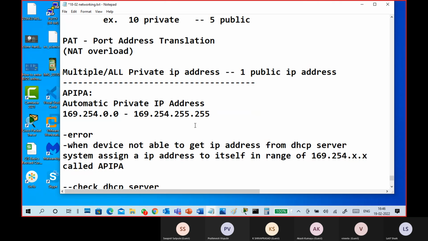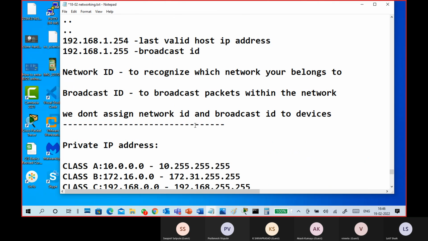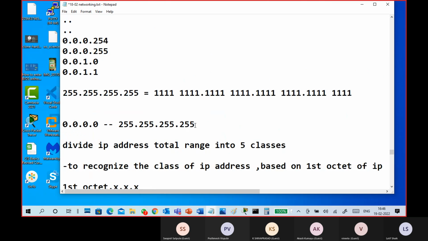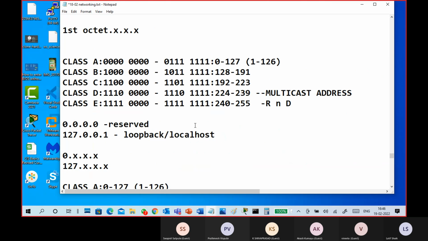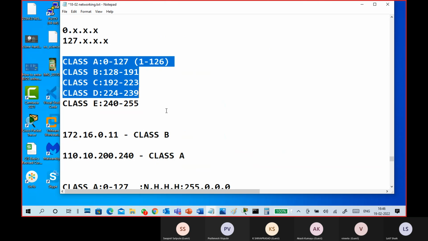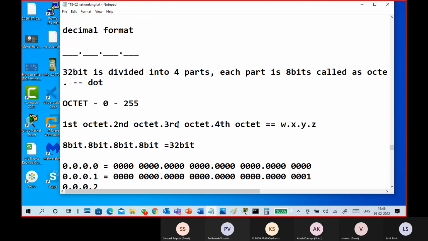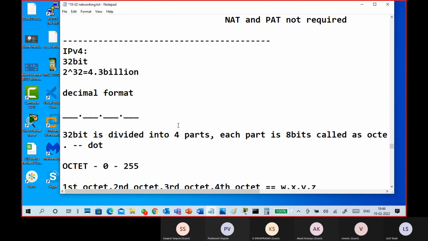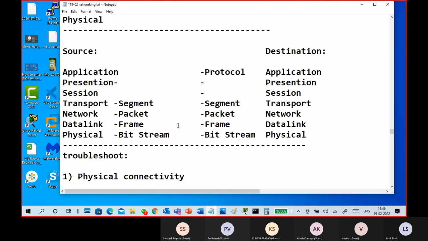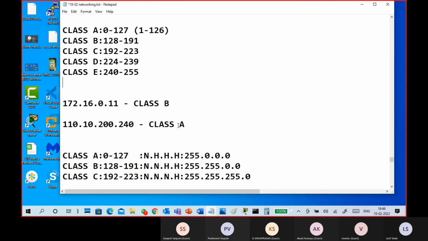ACL, APIPA, NAT, private IP address ranges. Class A, Class B, Class C, Class D ranges are very important, guys. NAT is also very important. Go through the questions once. IPv4, IPv6, find out the differences. So this is about your IP address.